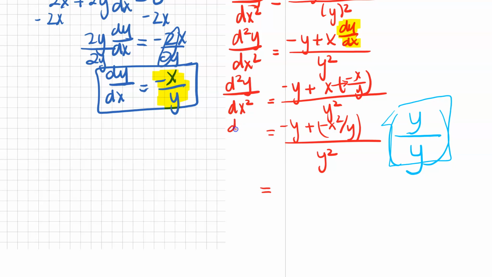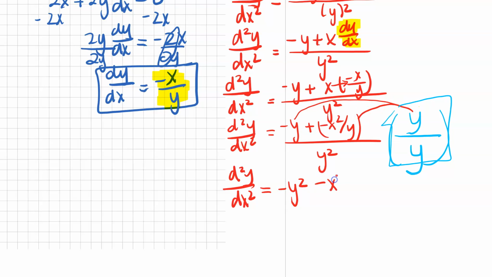So this would be equal to, and I can just bring all this notation down. Make sure your notation is spot on. So y times negative y is negative y squared. Y times this gives me negative x squared because the y's would cancel. And then on the bottom I get y cubed. And so this is my second derivative. But you can see that I had to use my first derivative to get there, and my first derivative to simplify this one.